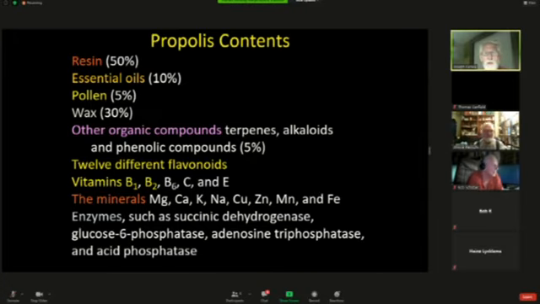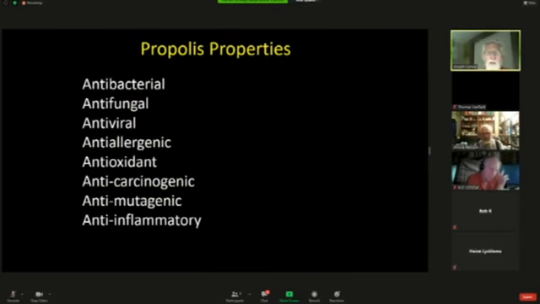So all of these things are in propolis. It's an amazingly rich substance, which has not just the resin, but these other things as well. And it's found out upon a lot of extensive work by scientists all around the world that these are the properties of propolis due to the contents that I showed you on the previous slide.